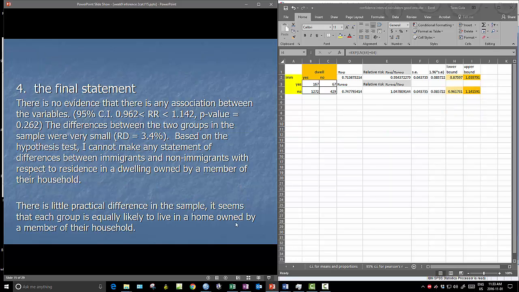What do we say? What do we have here? What do we find? There's no evidence that there's any association between the variables. We've mentioned the 95% confidence interval for the relative risk. P-value, we mentioned, and we give the exact value. The differences between the two groups in this sample were very small. Based on the hypothesis test, I cannot make any statement of difference between immigrants and non-immigrants with respect to residence in a dwelling owned by a member of their household. A lot of words. There is little practical difference in the sample. It seems that each group is equally likely to live in a home owned by a member of their household.